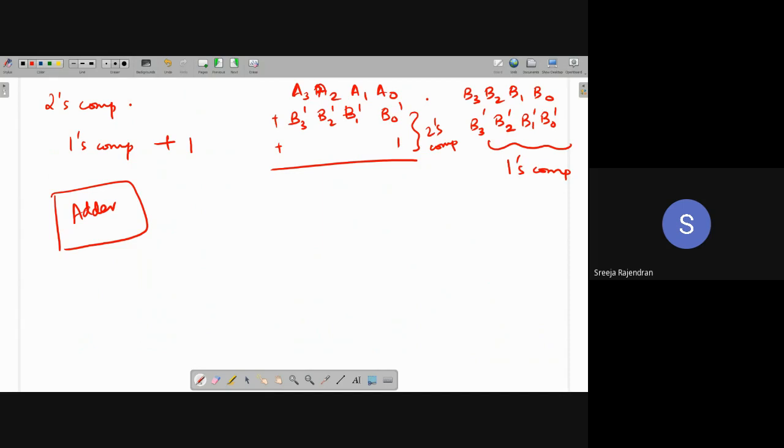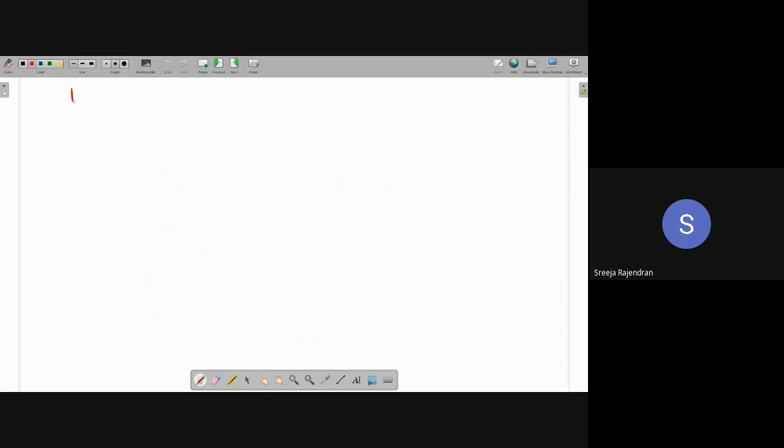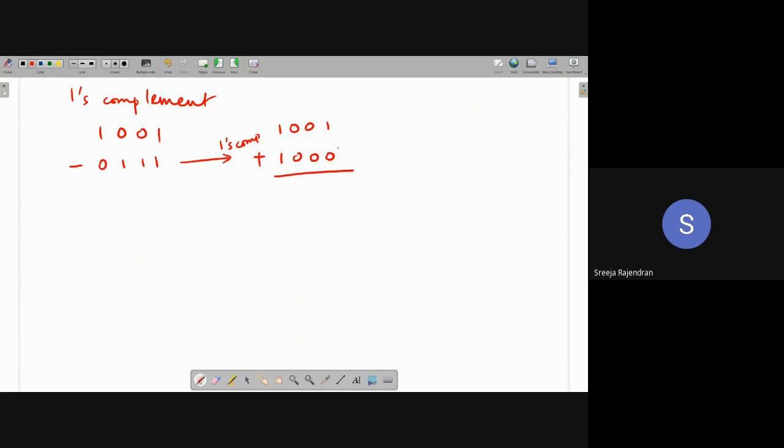Now, before I tell you the two's complement adder, I also want to tell you about the one's complement adder. See, what will a one's complement adder do? If I have the number 1001 and I want to subtract 0111, what will I do? I will write 1001 and then add it with 1000. This is the one's complement of the number. So when I add it, I get 100 and a 1 is generated as carry.